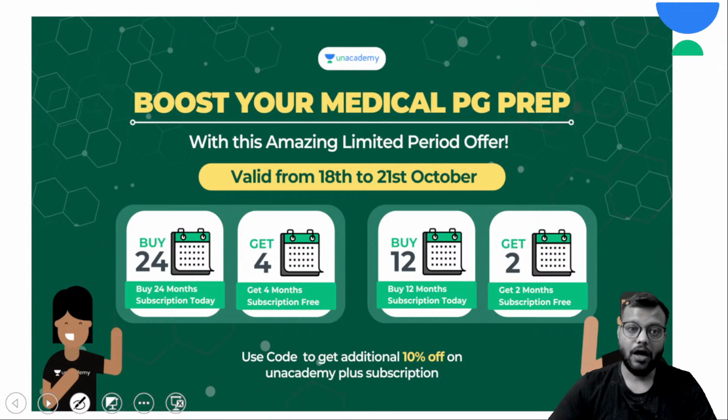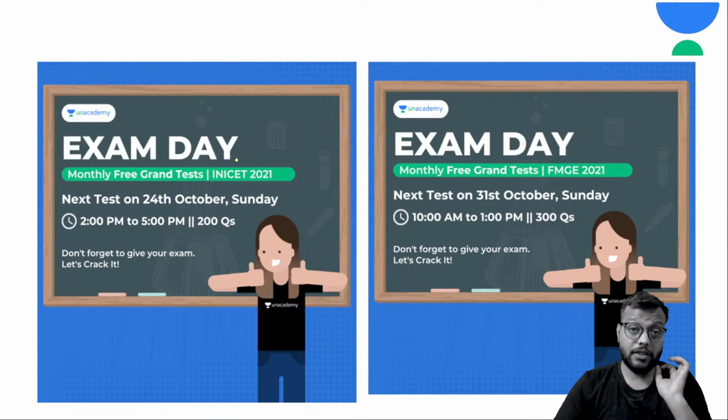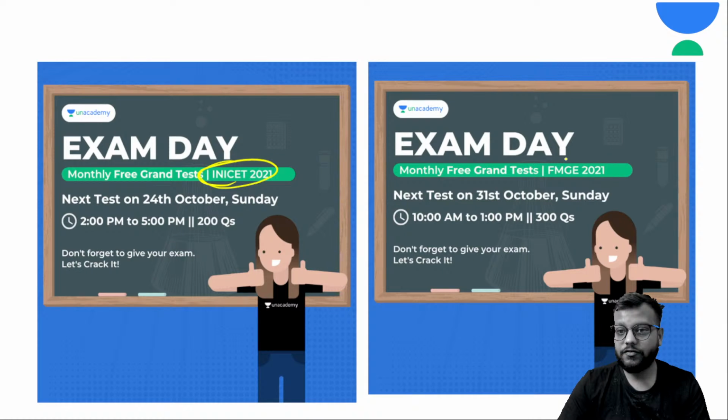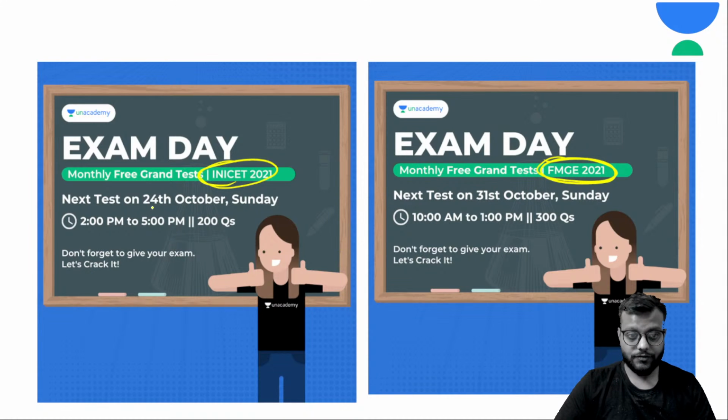Now, to boost your medical preparation, we have launched a limited time period offer, from the 18th till the 21st of October. It was till yesterday only that you have missed. And this is very important: for the INI-CT as well as for the FMG examination this year, we are organizing two grand tests, both in October. INI-CT, which is in November, has its grand test on the 14th of October. This is the second grand test for this examination.